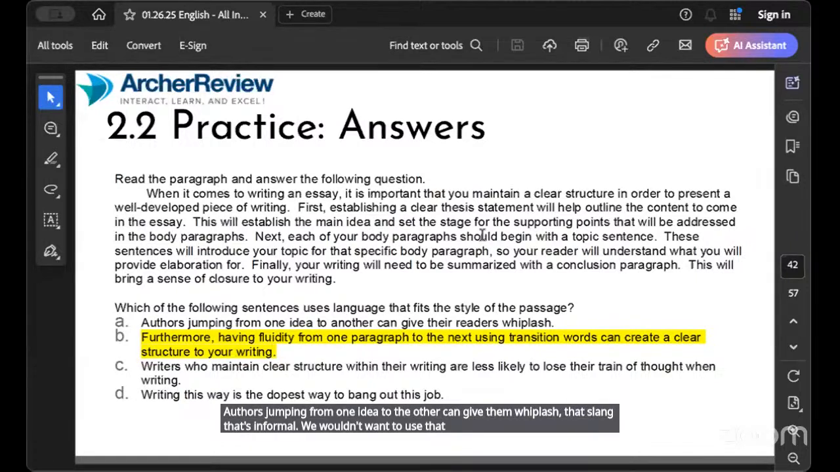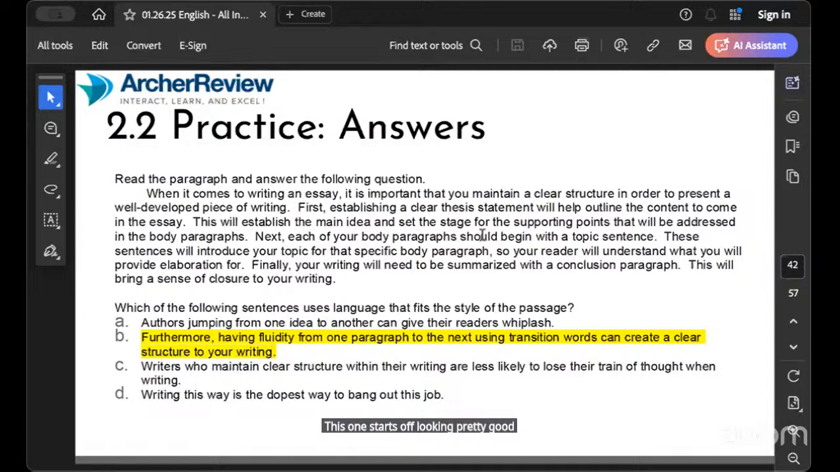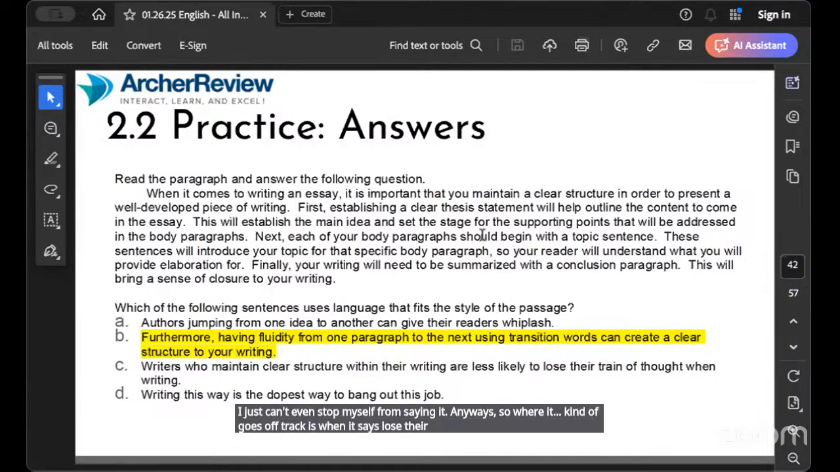C, writers who maintain clear structure within their writing are less likely to lose their train of thought when writing. This one starts off looking pretty good, but where it kind of goes off track is when it says lose their train of thought. A lot of people don't actually realize that that too is informal wording, so we wouldn't use that one as an answer option.